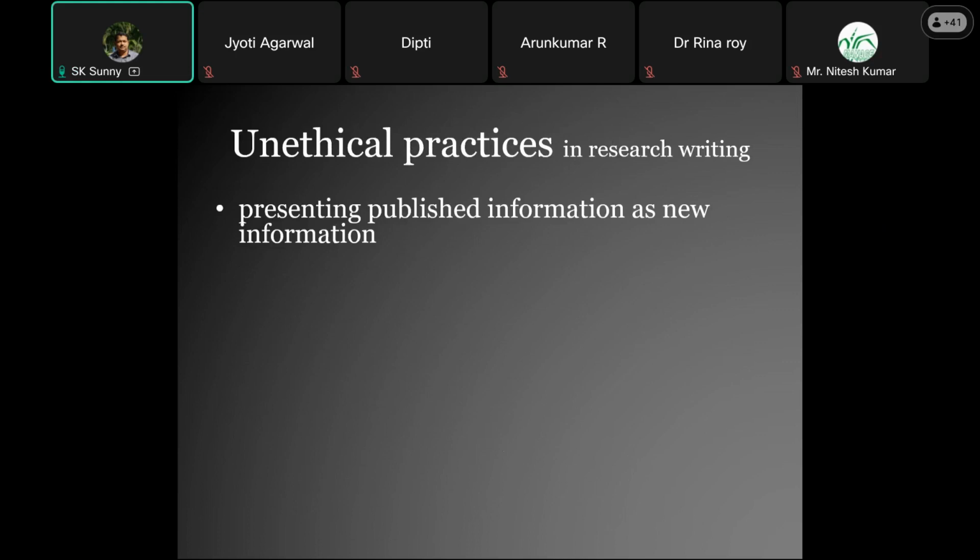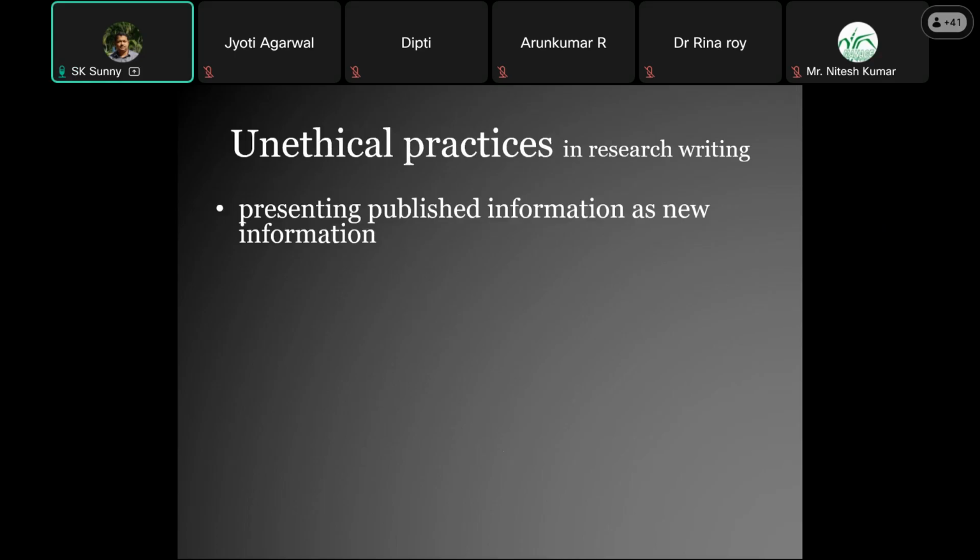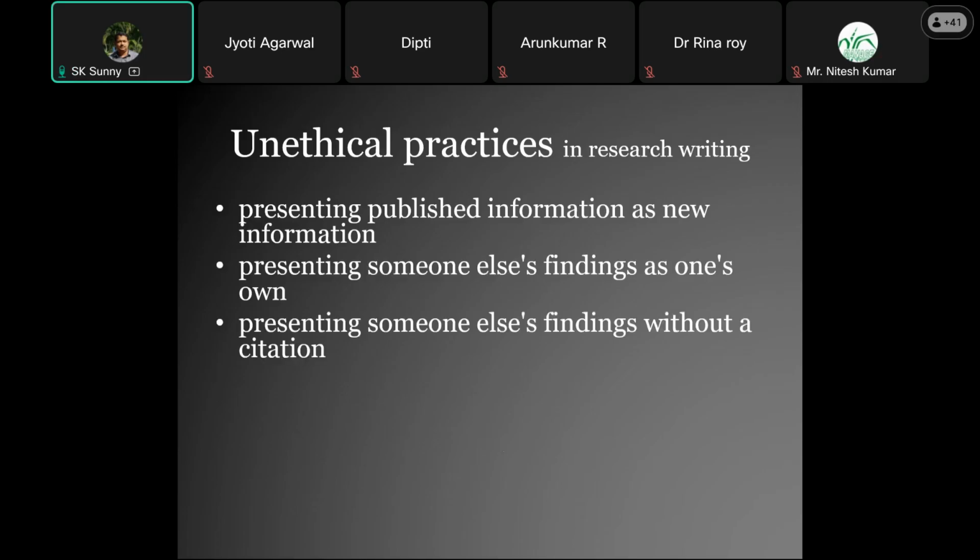So coming to unethical practices in research writing. One thing, presenting published information as new information. This is an unethical practice in research. Presenting someone else's findings as our own finding. Wrong thing. Presenting someone else's findings without a citation. If I'm not giving citation, it means I'm stealing. I'm committing theft. Citation I have given means I tell my reader that these are not my words. I have taken them from somebody else.